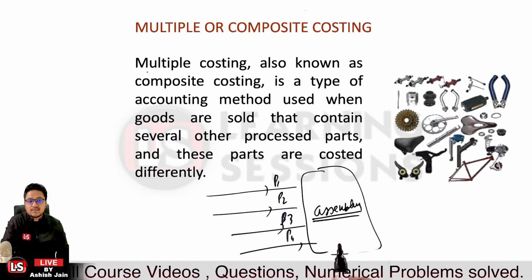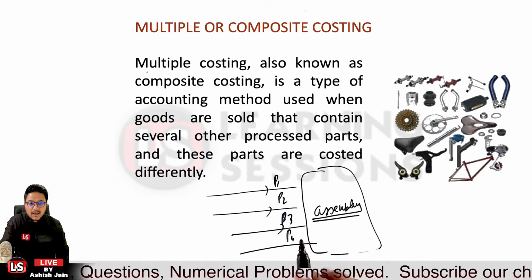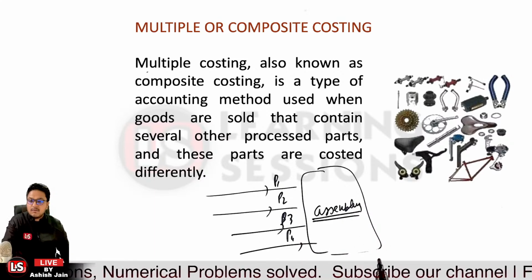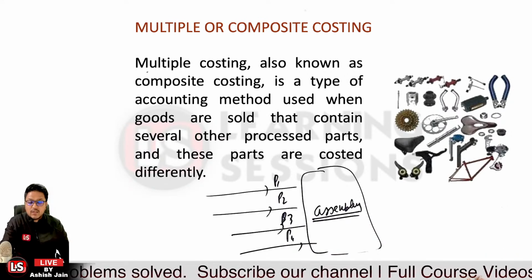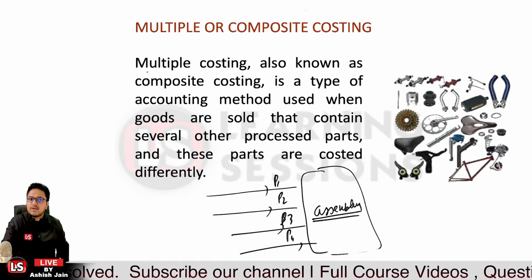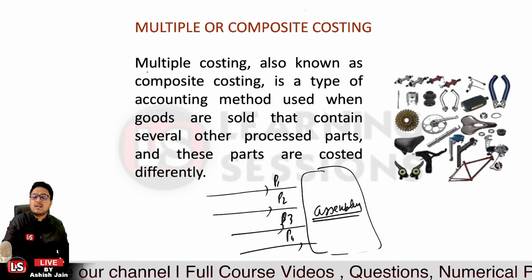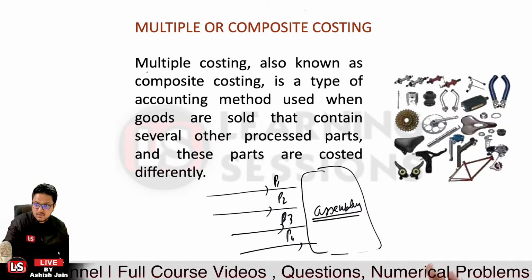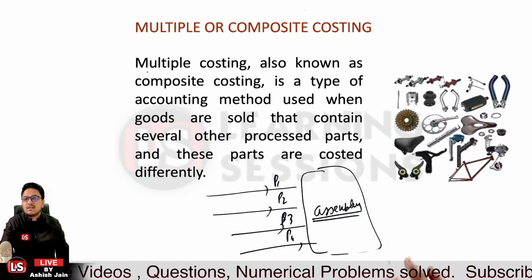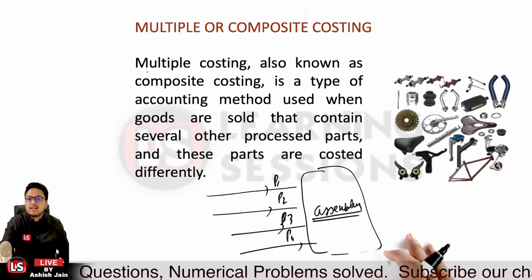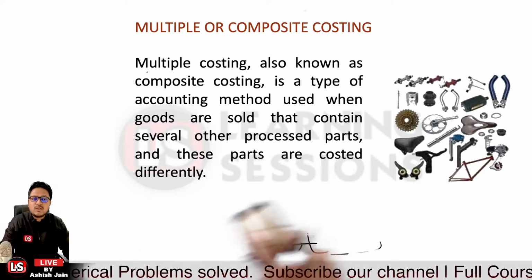Now in that case, the goods are purchased from other manufacturers, and then they are assembled, furnished, and sold. So in the case of multiple costing, which is also known as composite costing, we have certain processed parts from other manufacturers, and these all are costed separately. So that is known as multiple or composite costing.